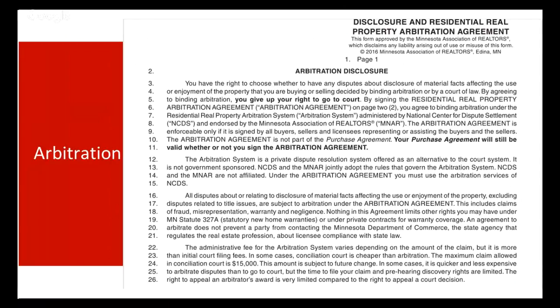All disputes about or relating to disclosure of material facts affecting the use or enjoyment of the property, excluding disputes related to title, are subject to arbitration. This includes claims of fraud, misrepresentation, warranty, and negligence. Nothing in this agreement limits other rights you may have under state law or under private contracts for warranty coverage. An agreement to arbitrate does not prevent a party from contacting the Minnesota Department of Commerce, the state agency that regulates the real estate profession, about licensing compliance with state law. Hey, I might take an agent to arbitration. I might win $5,000. And oh, by the way, I can still report you to the Department of Commerce.